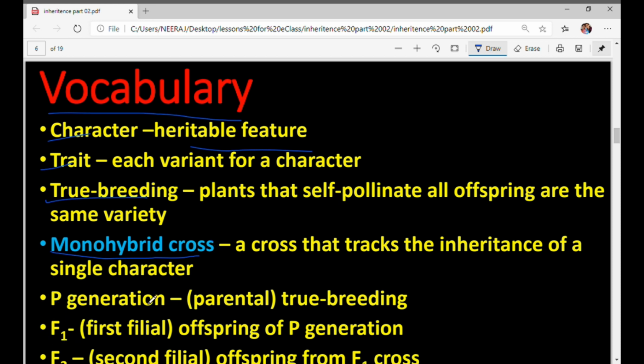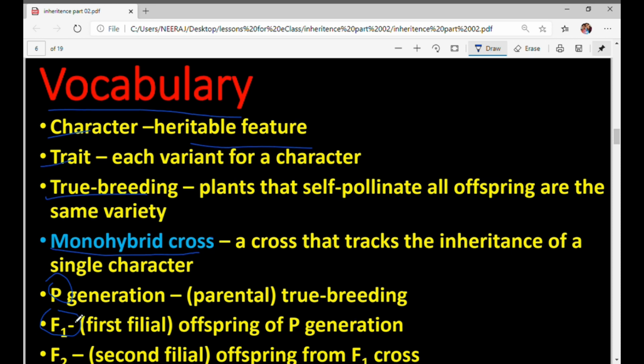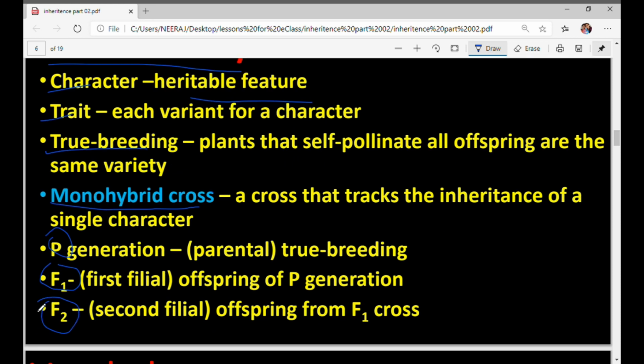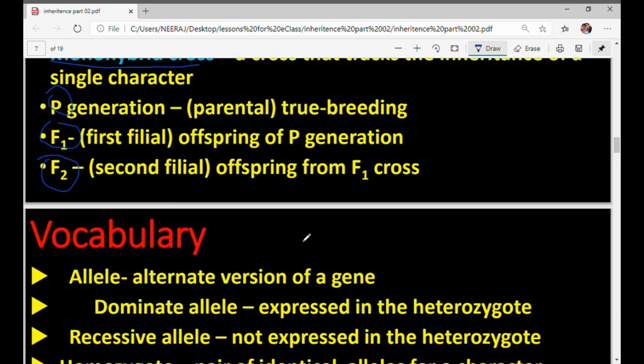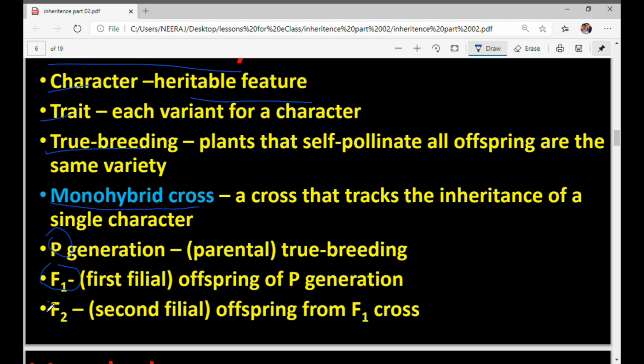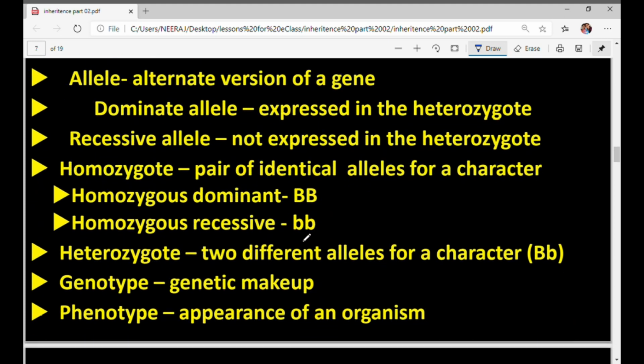P generation: it is the parental generation of true breeding plants. F1 stands for the first filial generation, the offspring of the P generation. F2 stands for the second filial generation, the offspring of the F1 cross.